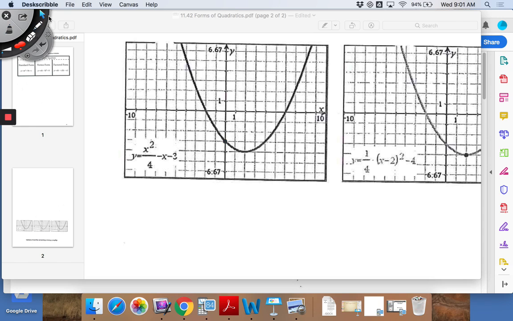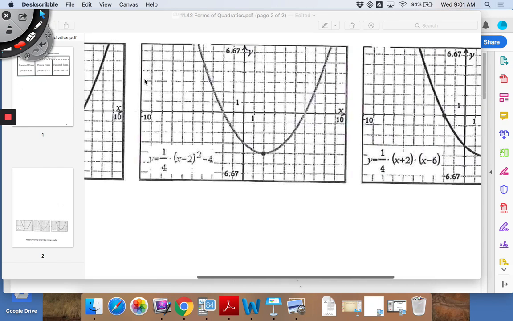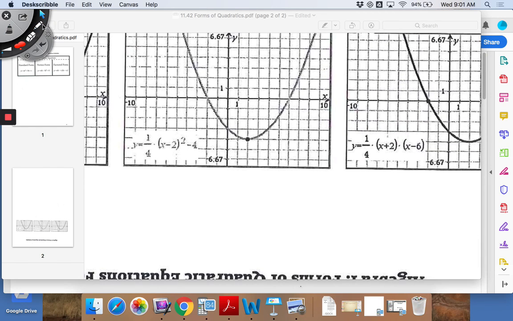Okay, next one is actually vertex form. And I like vertex form a lot because it tells us the vertex very easily. So it's hard to read on the graph itself. So it's y equals 1/4 (x minus 2) squared minus 4. So remember that the HK is the vertex.